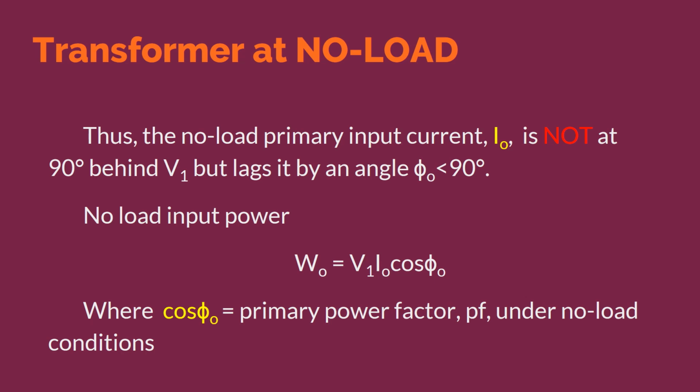Armed with this information, the no-load primary input current, or I sub O, is not at 90 degrees behind the input voltage but lags it by an angle of less than 90 degrees. Hence, no-load input power is equal to input voltage times the no-load primary input current times the cosine phi sub O, where cosine phi sub O is equal to the primary power factor under no-load conditions.